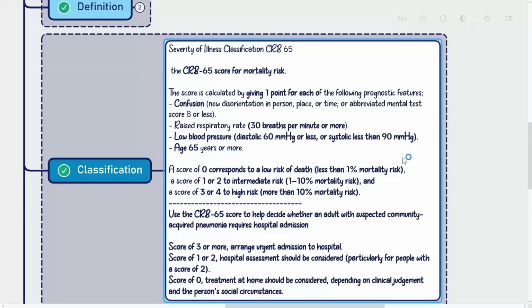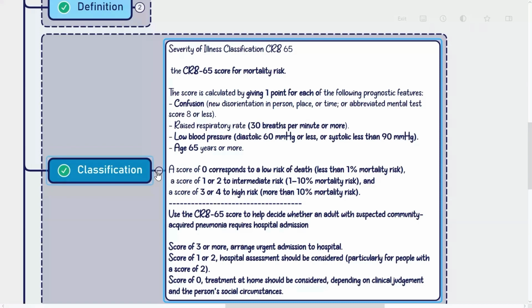A score of 0 corresponds to a low risk of death, less than 1% mortality risk. A score of 1 or 2 to intermediate risk, 1 to 10% mortality risk. And a score of 3 or 4 to high risk, more than 10% mortality risk.